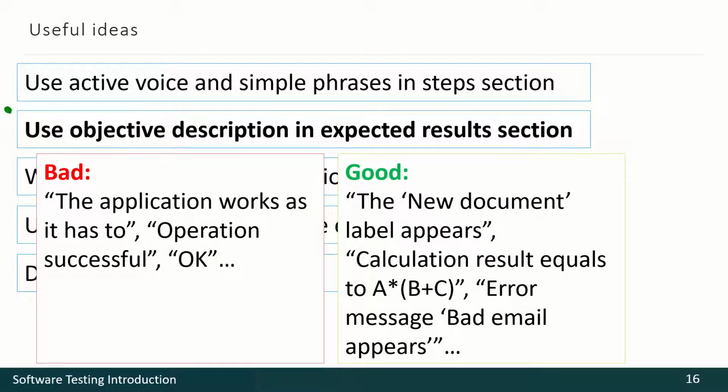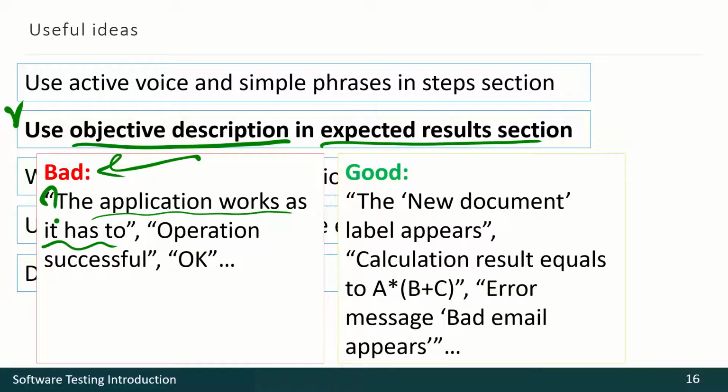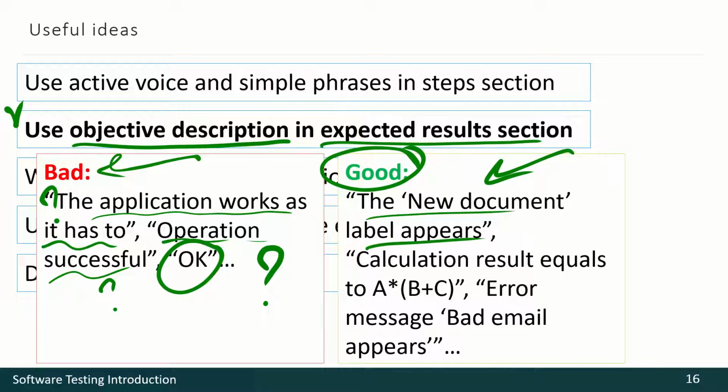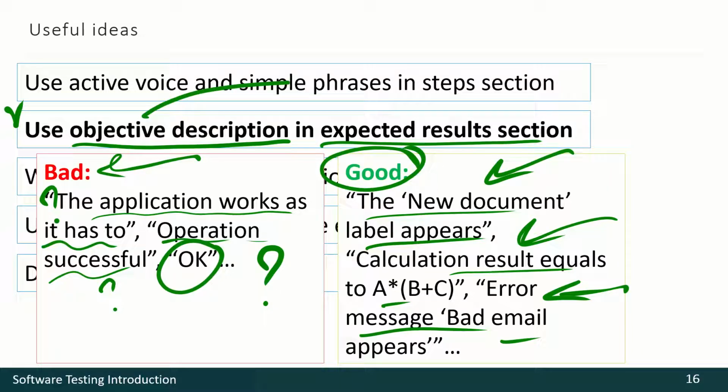Always use objective description of expected results, because if someone writes something bad like this, for instance, "the application works as it has to", what does it mean? I don't know. Nobody knows. "Operation successful". How can I understand if it is successful or not? "Okay". What's okay? So here are good examples. Some label appears, some result appears, some message appears, and so on. So this is objective, and this is not.